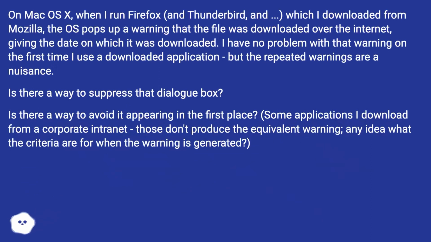On Mac OS X, when I run Firefox and Thunderbird, which I downloaded from Mozilla, the OS pops up a warning that the file was downloaded over the internet, giving the date on which it was downloaded. I have no problem with that warning the first time I use a downloaded application, but the repeated warnings are a nuisance. Is there a way to suppress that dialog box? Is there a way to avoid it appearing in the first place?